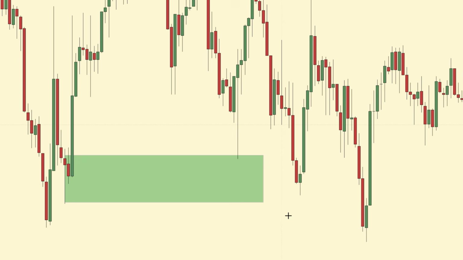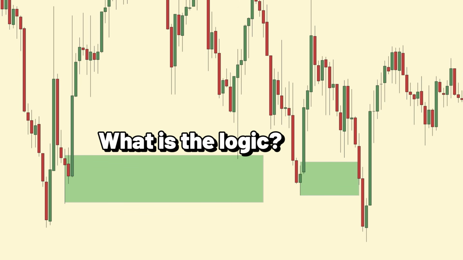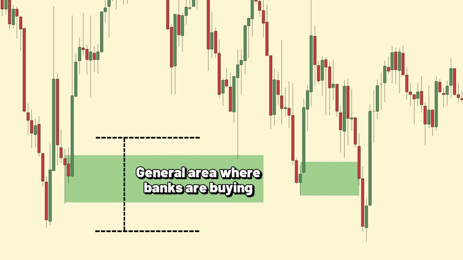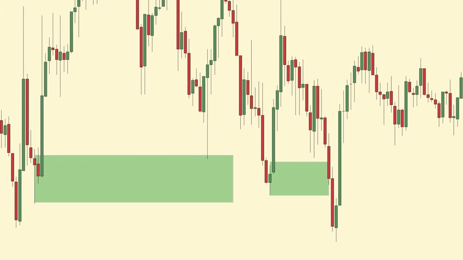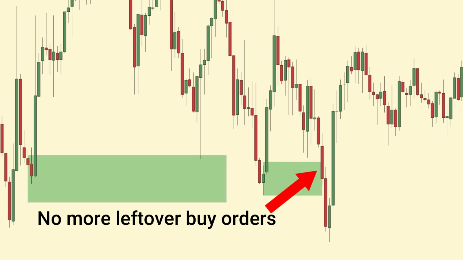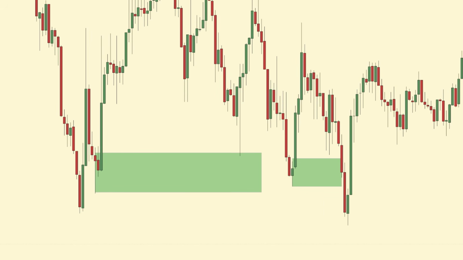So when this zone was formed, it was pretty much created from the previous zone. And the logic behind this is that, let's say the institutions are buying at this general price level. They already pretty much filled all of their orders at the return to the zone right there. And that's where we got that initial trade. So when we created another drop base rally PV zone, there weren't many leftover buy orders sitting there because the banks already filled their previous buy orders, or they're not really interested in buying at that exact price level again.